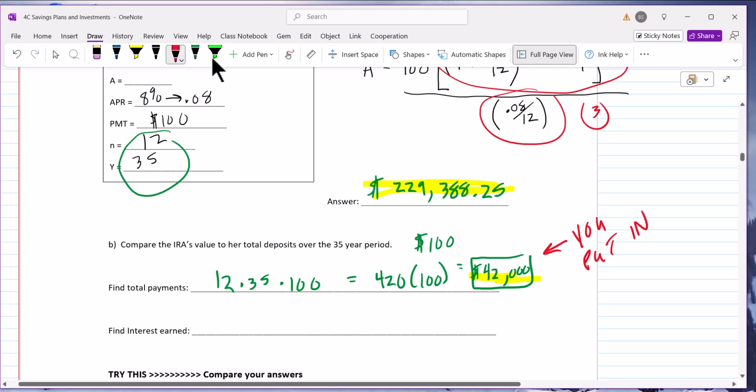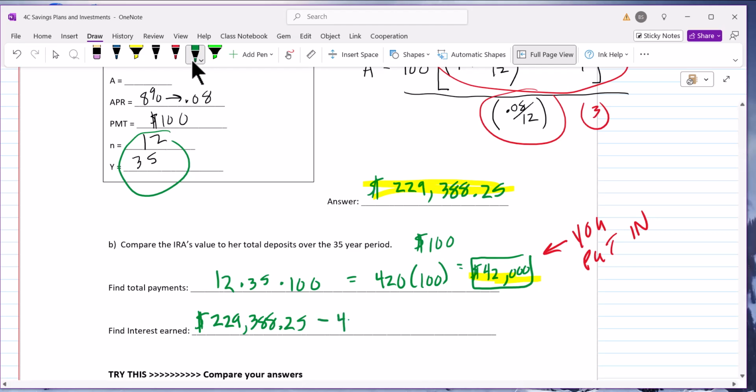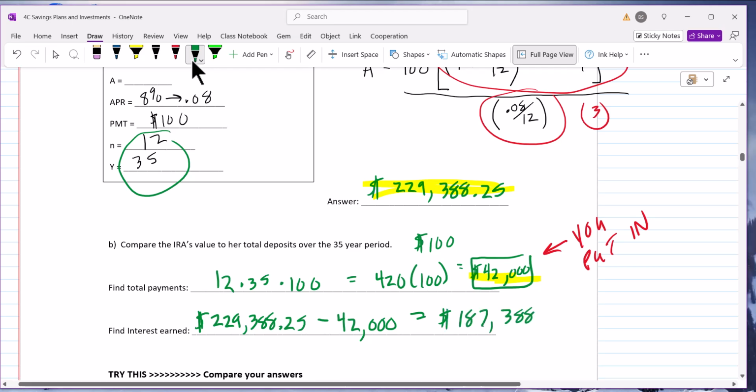You subtract those two numbers. Exactly. Good. So on this, what you want to do is take all of the money in your account, which is this big number. Then you want to subtract off the amount of money that you put in. And then if you do that on your calculator, then you'll get the answer. So the answer on that is going to end up being $187,388.25.